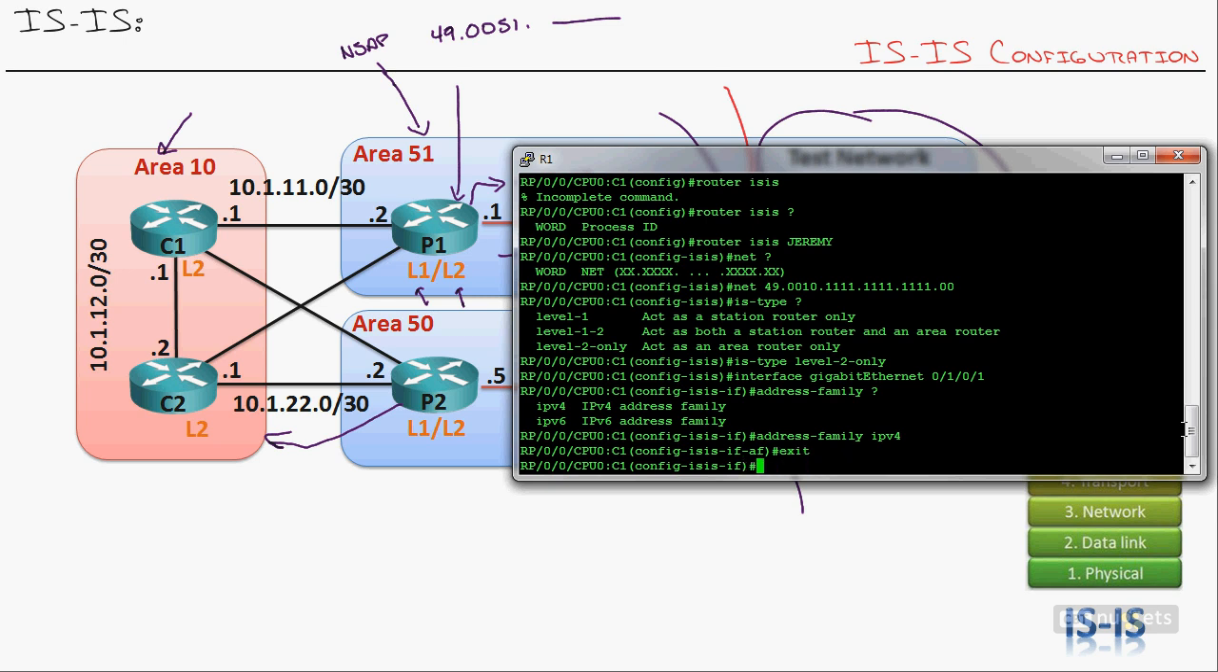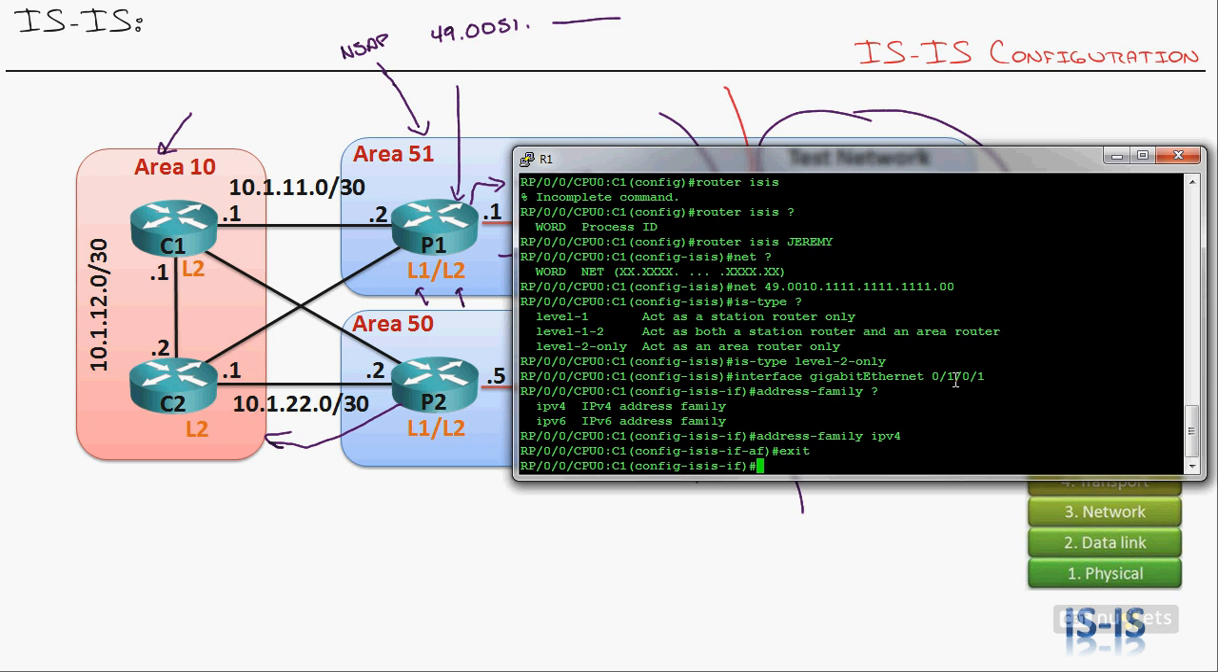Now, if you run it for IPv6, you can do that as well, or whatever other protocols this flavor of the IOS XR supports. I mean, if you have CLNS that you want to be able to run, or multicast, there's all kinds of different address families. For ISIS, we just have IPv4 and IPv6, but we don't need that IP router ISIS command because we're already under the ISIS configuration right here, right?